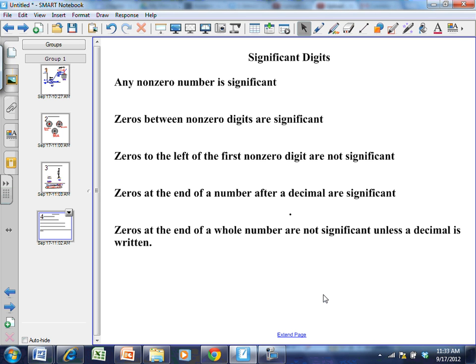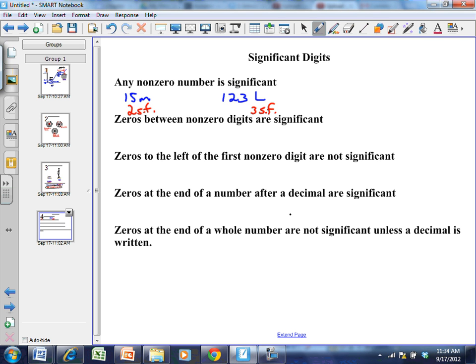Okay, any non-zero number is significant. So if we have the number 15 meters, there's two significant figures. I'll write SF for significant figures or significant digits. Okay, 123 liters. That has three significant digits. All three digits are significant.